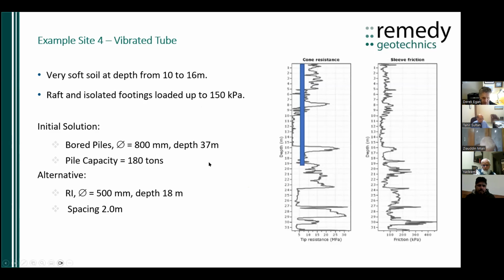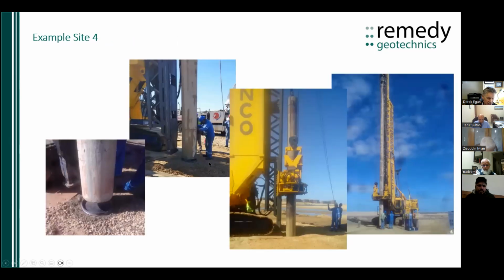The installation, as I say, was a vibrated tube. So it's just a plain tube with an end cap. The tube is placed over the end cap, driven into the ground or vibrated into the ground. Concrete is then introduced into the tube. The tube is withdrawn. The end cap stays in the ground as sacrificial, but that then generates your column. And it's again a low spoil solution and quick to implement.